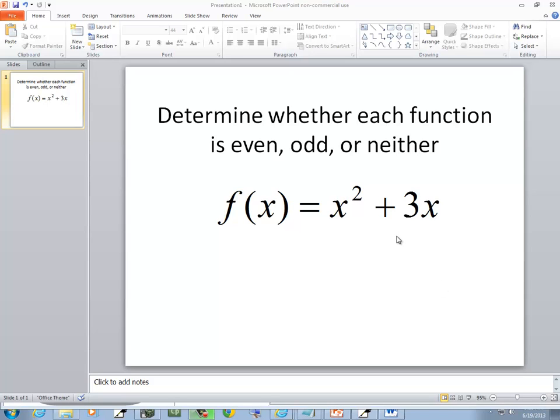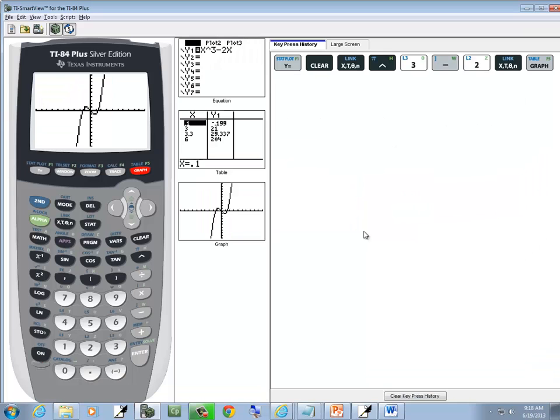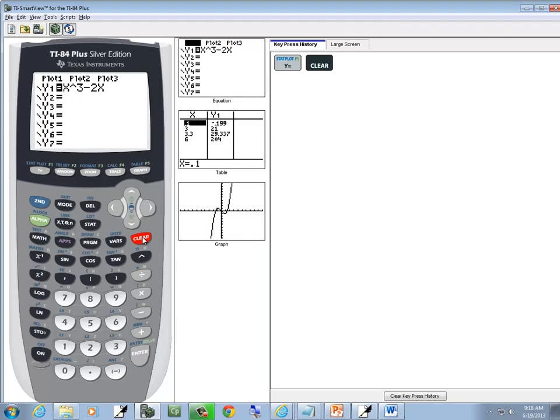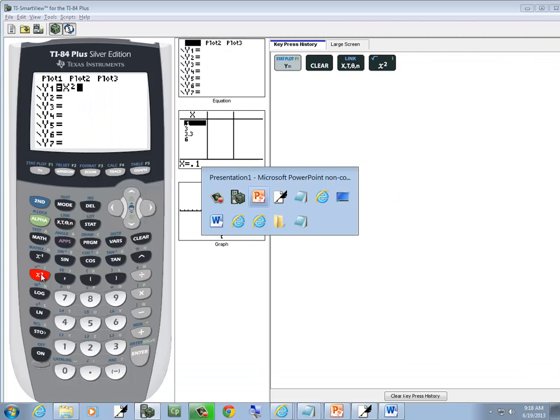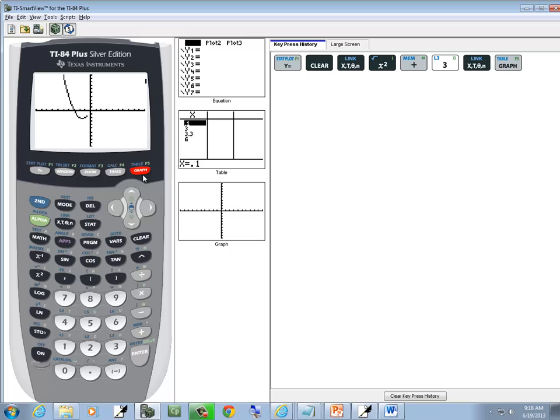In this problem, we want to determine whether each function is even, odd, or neither. So let's go look at our graph. I'm going to press my y equals, press clear, and then I got x squared, so I do my x key, my x squared, plus 3x, and then graph. And I see it's not even.